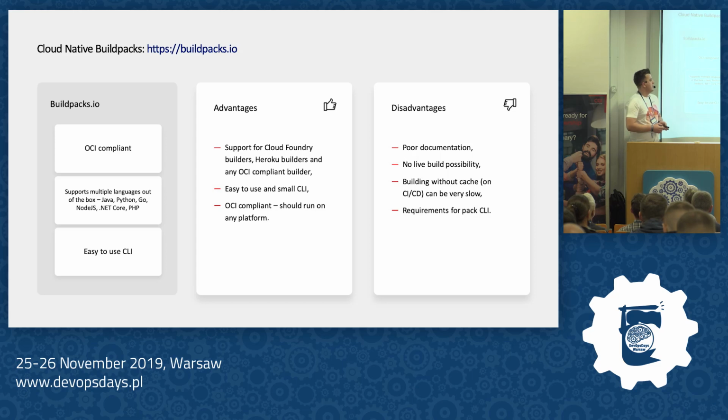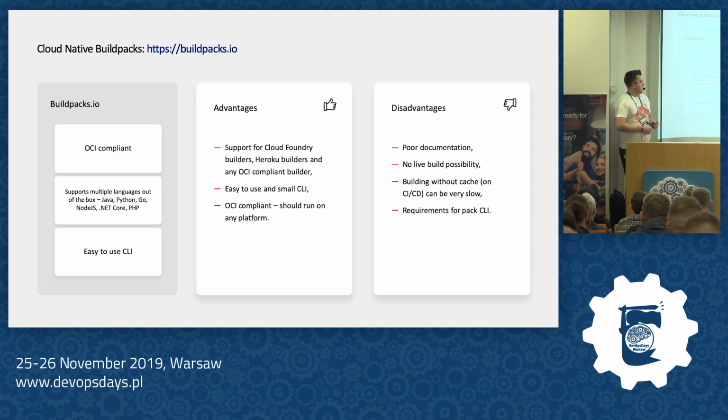So, about buildpacks.io, the solution is OCI compliant. This means any workload, any artifact created by this buildpack, will run on any OCI compliant runtime. Docker is OCI compliant, Rocket is OCI compliant. Most of the well-known container runtimes are OCI compliant right now. And OCI is also an open source specification, so anyone who creates container runtimes will surely check OCI.